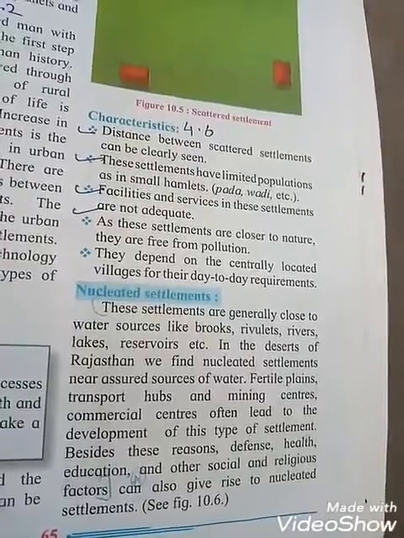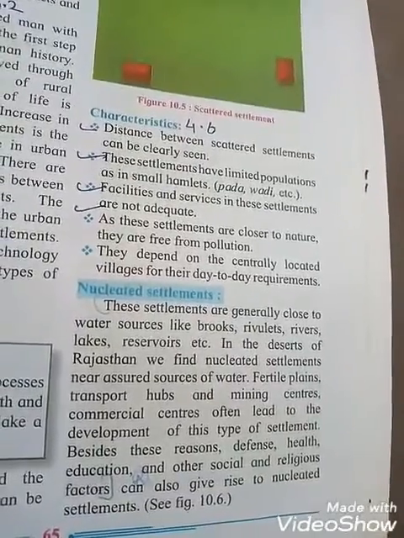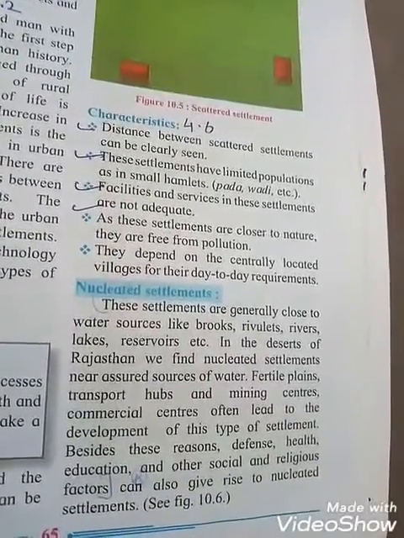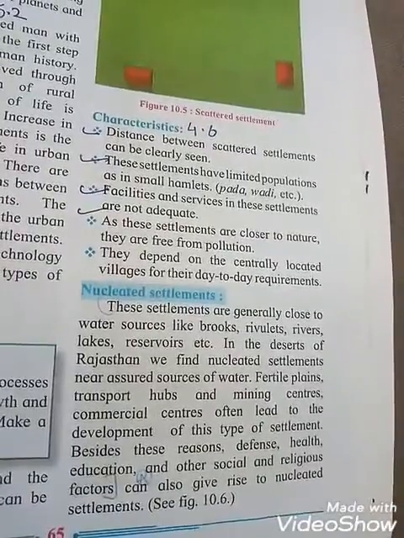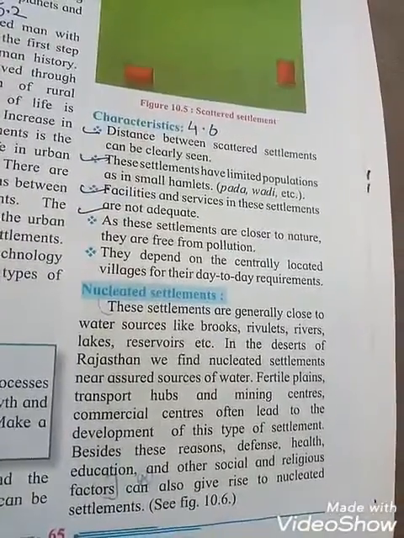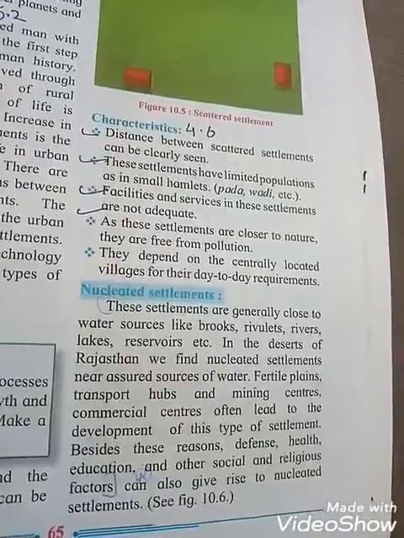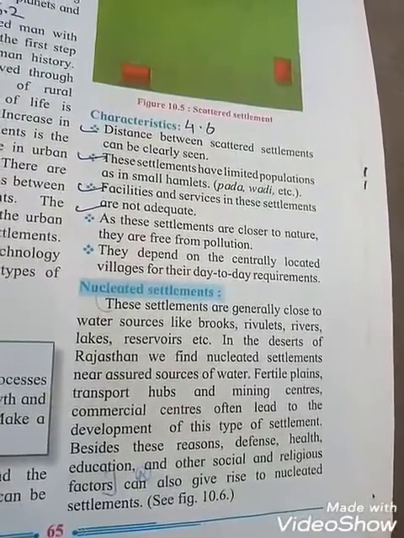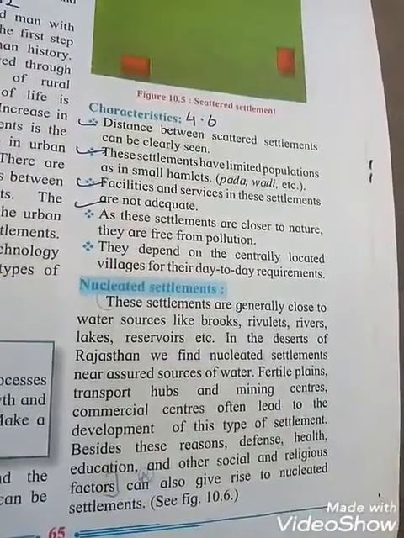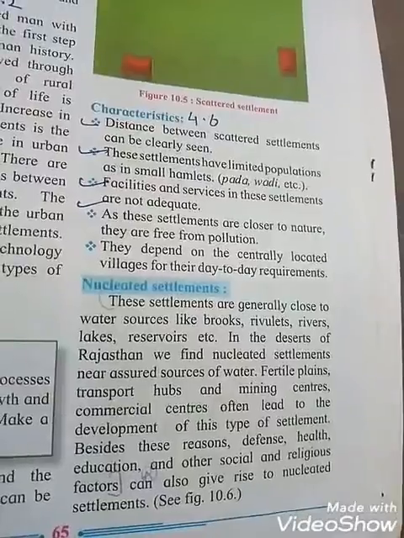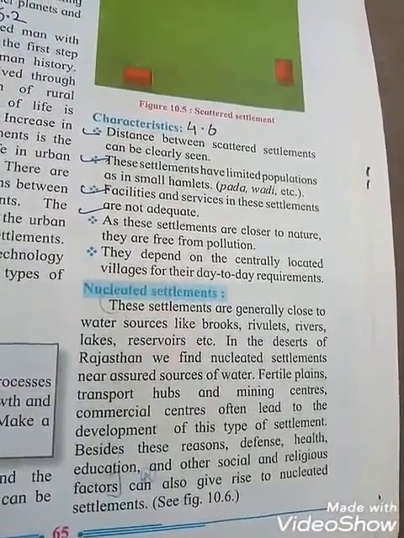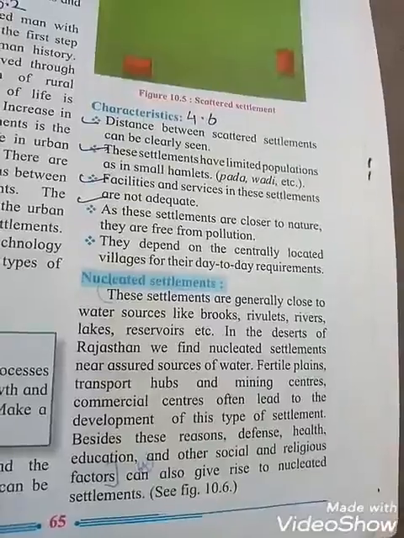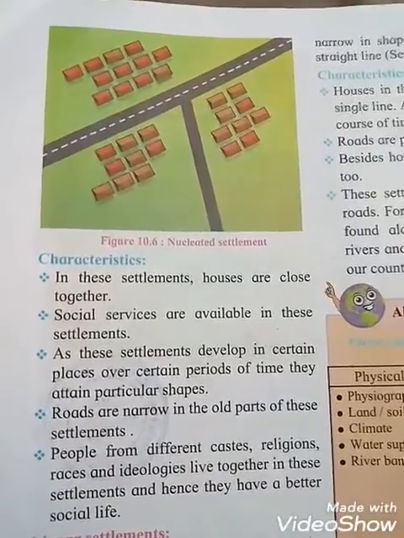Where do we find this? In the desert of Rajasthan, we can find nucleated settlements near sources of water, fertile plains, transport hubs and mining centers. Commercial centers often lead to the development of these types of settlements. Also, defense, health, education and other social and religious factors give rise to nucleated settlements. Okay. Figure 10.6, nucleated settlements.